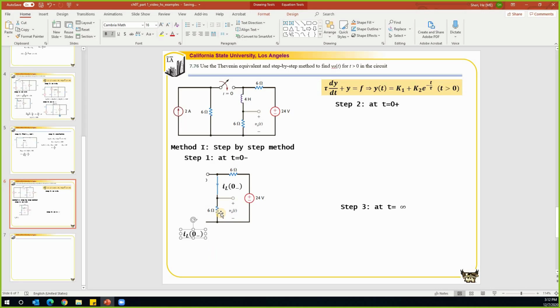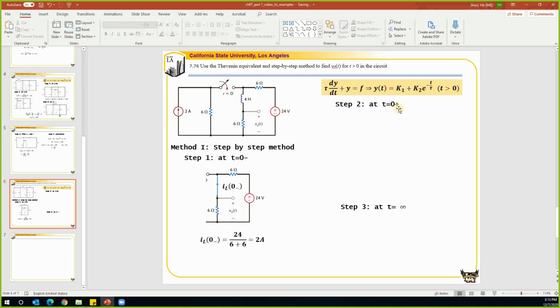We have two resistors connected in series, and the voltage source is 24 volts, so we can find the current, which is equal to 24, the total voltage, divided by the total resistance, right? The total resistance, with 6 and 6 in parallel, will give us 2 mA.